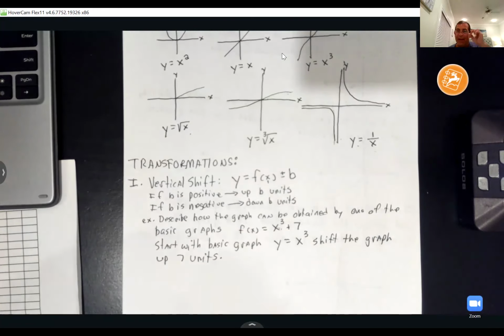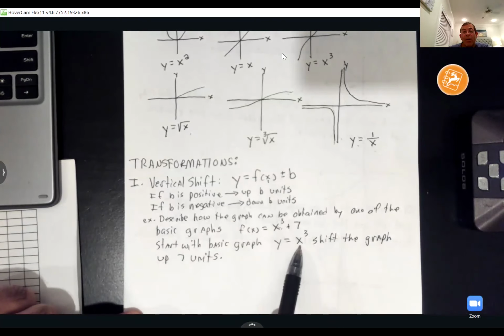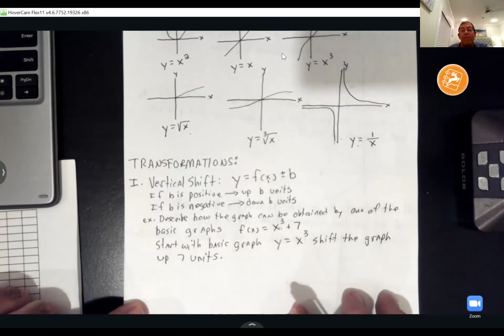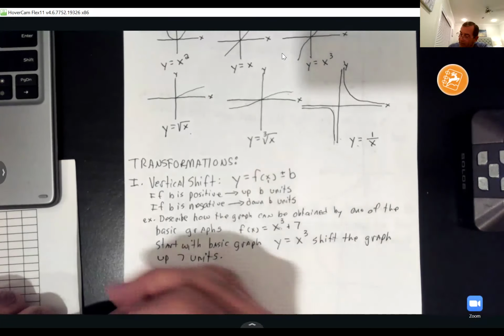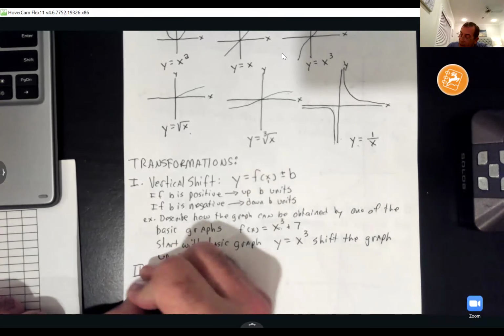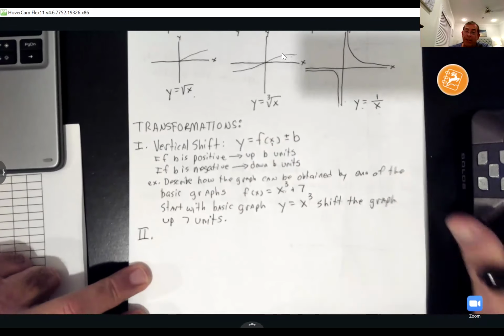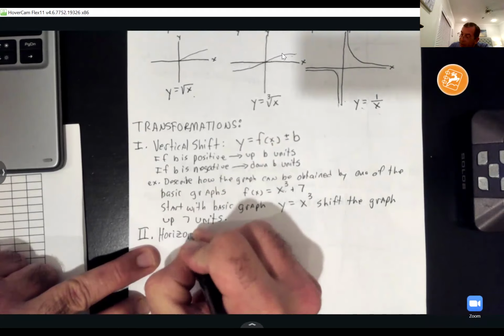So are you with me on that? If that had been a minus 5, then I'd have started with the x cubed graph, and I would have shifted it down 5 units, okay? So when you add or subtract at the end of the function, it's up or down. Now, the one that gives people the most trouble is this second transformation. It's going to be a horizontal shift.